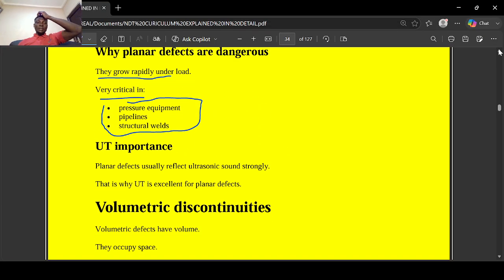Ultrasonic testing importance. Planar defects usually reflect ultrasonic sound strongly. This is why UT is excellent for planar defects. Understand? Easily detect cracks. While we have the volumetric discontinuities.